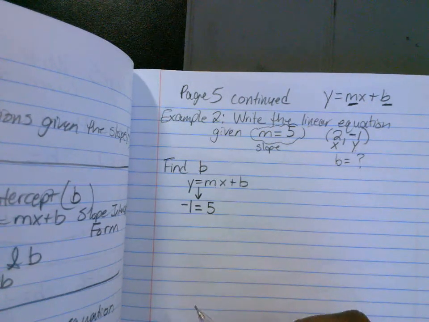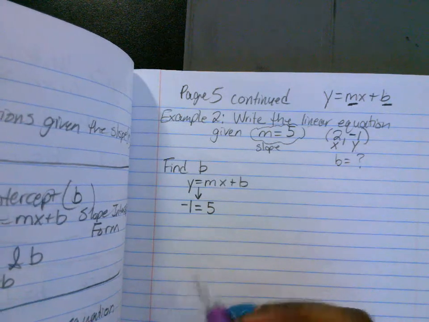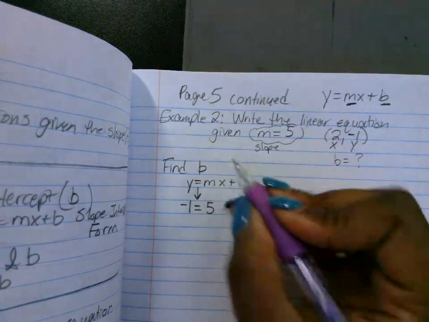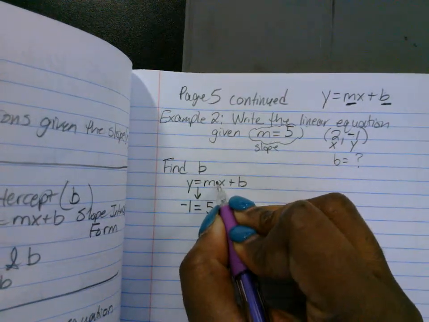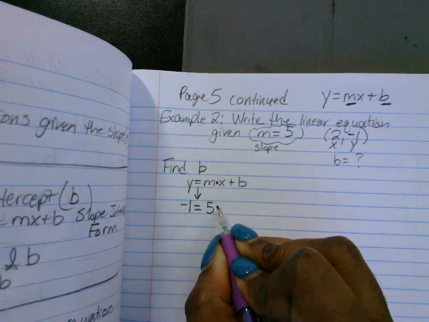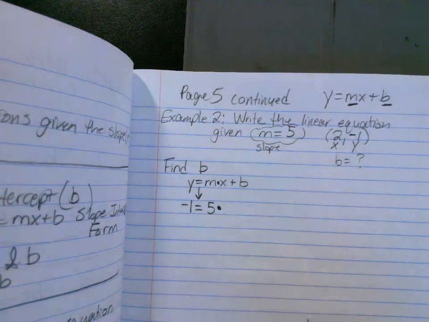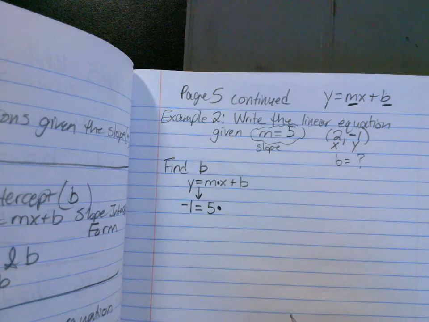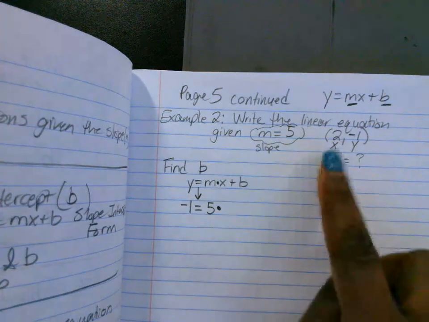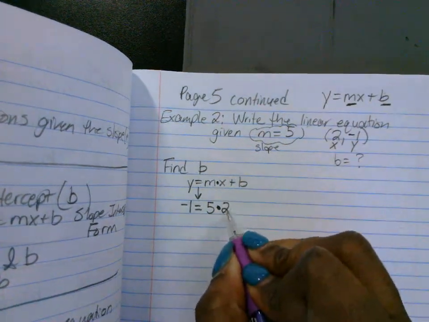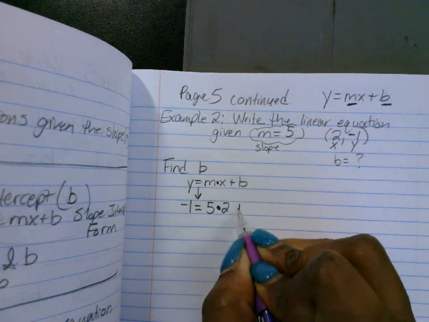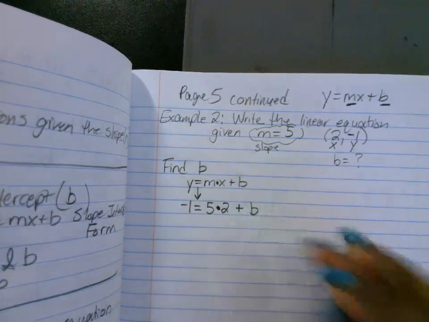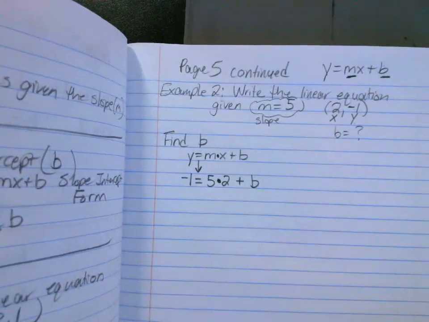Write this down, please. The operation between m and x is multiplication, okay? So I'm going to put a dot here. So I'm going to bring down the multiplication. What number do we put in the place of the x? 2. The 2. Bring down the plus. Bring down the b. Any questions so far?